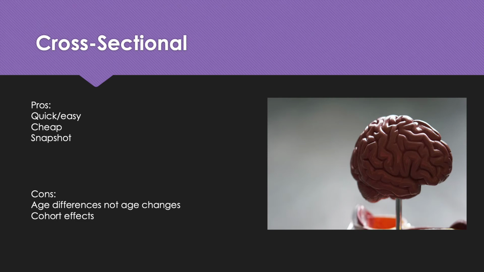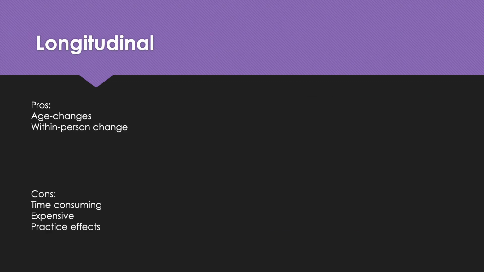And lots of cohort effects are found around technology, with today's older adults who weren't born with it relative to the younger adults that were born with it today. So that's a little look into cross-sectional studies. Whereas longitudinal studies, you are able to look at age changes. You're able to look at within-person change, meaning you get to look at an individual and see what are the changes within that person.